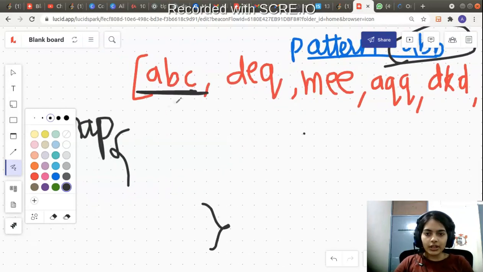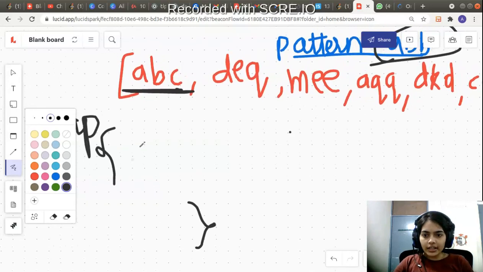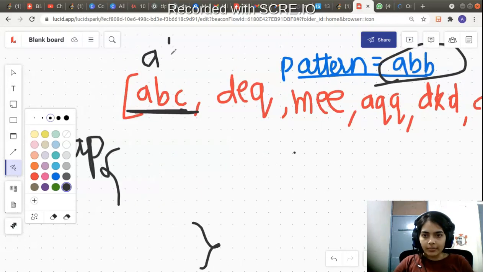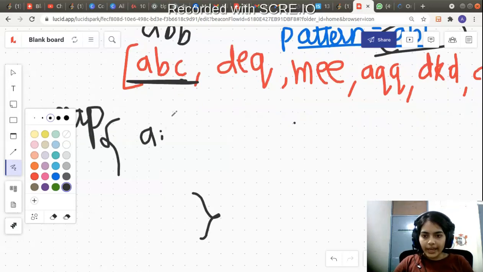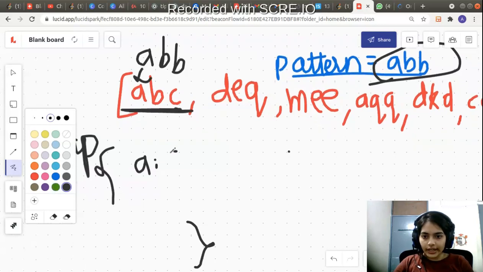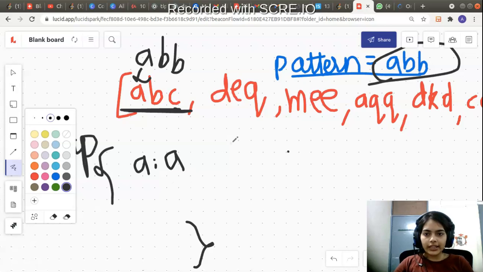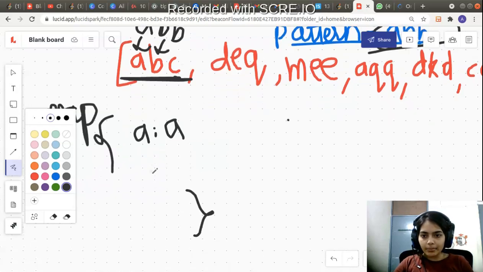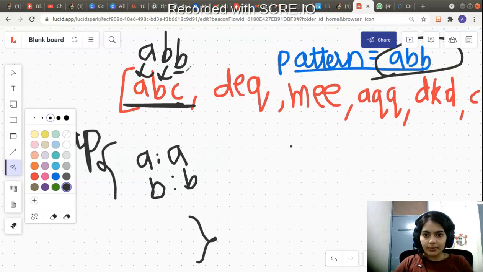Let's go to the first word. Our pattern is ABB, so let me write the pattern above, and our word is ABC. So we make the first connection. What is the first connection? Connection of A with A. So we store A and A corresponding to A in the map. Next, we make the connection B with B. Next, we make the next connection, B.